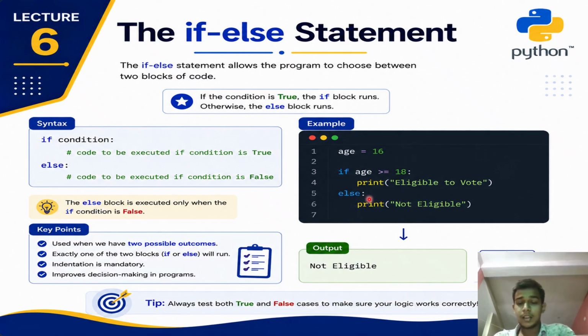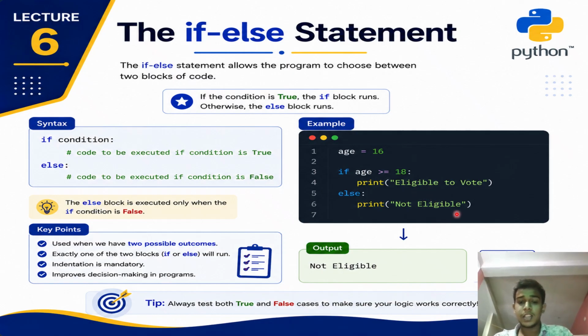First we write age = 16. Here the variable age stores the value 16. Now Python checks the condition: is age greater than or equal to 18 or not? Is 16 greater than or equal to 18? The answer is no. So the condition becomes false. Because the condition is false, Python skips the code inside that if block. Instead, it moves to the else block and this statement is executed. Because 16 is not greater than or equal to 18, the condition is false and not eligible will be the output.